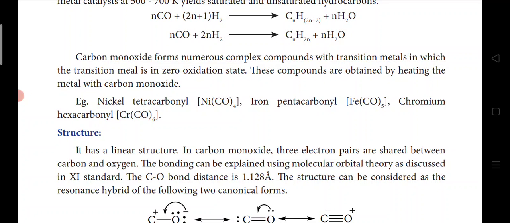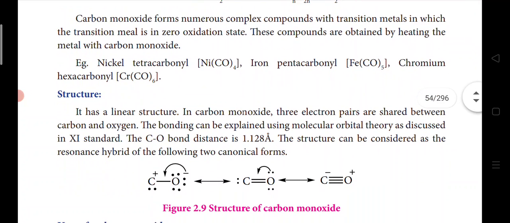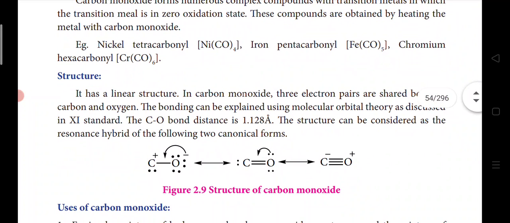Carbon monoxide forms numerous complex compounds with the transition metals, in which the transition metal is in the zero state. These compounds are obtained by heating the metal with carbon monoxide. Nickel tetracarbonyl and iron pentacarbonyl are examples.